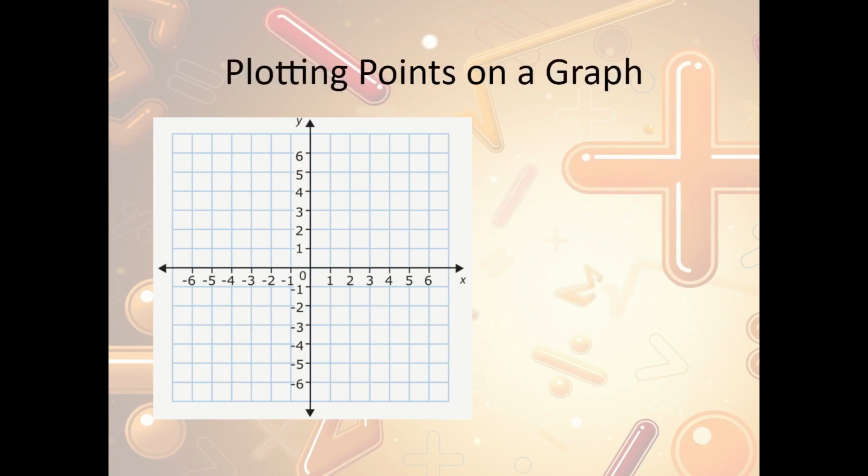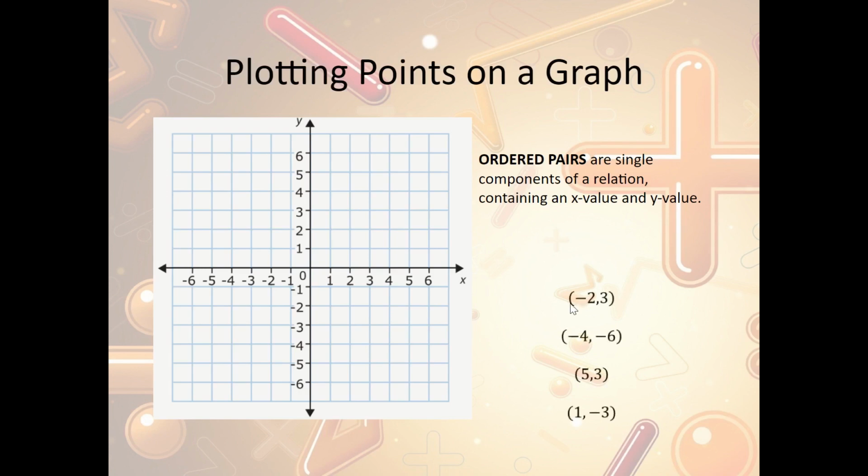Now, how do we plot points on the graph? Well, first of all, we're given ordered pairs. Ordered pairs are single components of a relation containing an x value and a y value. So what that means is we're given an x and a y. For instance, this is an ordered pair, -2, 3. The way this works is my x goes first and then my y. If you have trouble remembering that, just remember that they go in alphabetical order. So x, then y. So my x is -2.